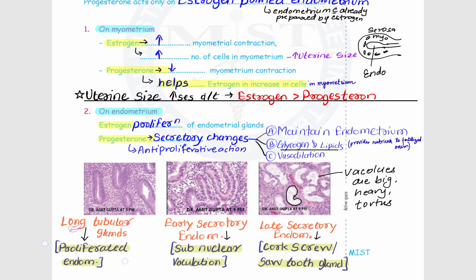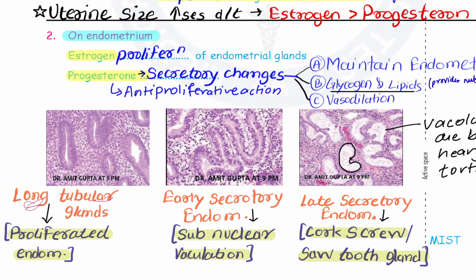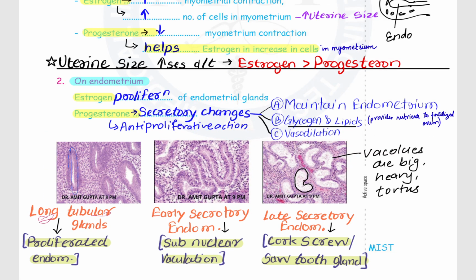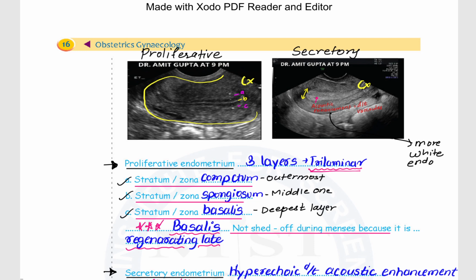Now, if you look at the first image, you see there are long tubular glands. So this image depicts that the endometrium is proliferated. And who is causing proliferation? Estrogen. So this is the image of proliferated endometrium. Now, in the early secretory endometrium, we have subnuclear vacuolation. So if there is vacuolation, we know it's an early secretory endometrium. Late, we have corkscrew or sawtooth glands, which are tortuous glands. Now, vacuoles are big and heavy, tortuous, so it looks like a corkscrew or sawtooth gland. So it's a late secretory endometrium.